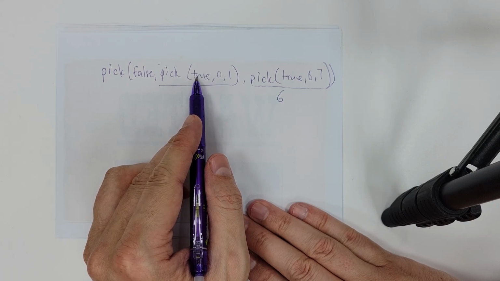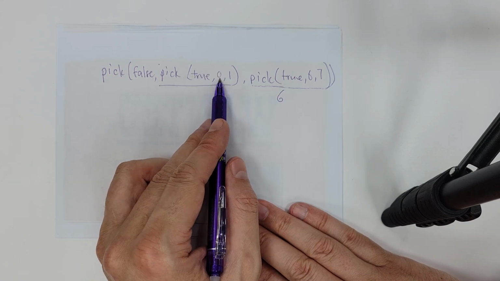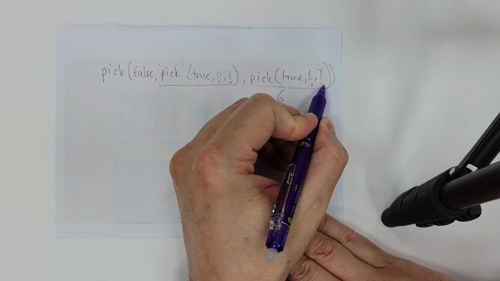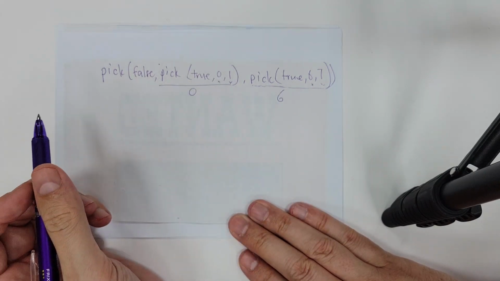This one also is true. It's going to return the X value, right? This is the X, this is the Y, this is the X, this is the Y. So it's going to return the 0.